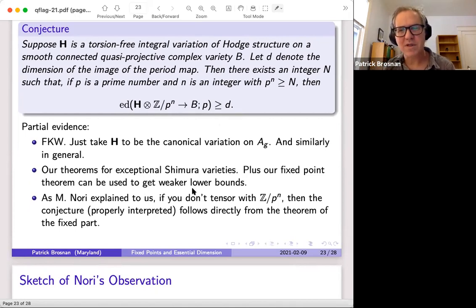But maybe the most impressive piece of evidence is that Madonoi explained to us that if you don't tensor with Z mod P to N, then the conjecture is just true, and it follows directly from the theorem of the fixed part. Maybe I won't repeat that argument because I'm running out of time, but there's a short argument to just prove that it's true.